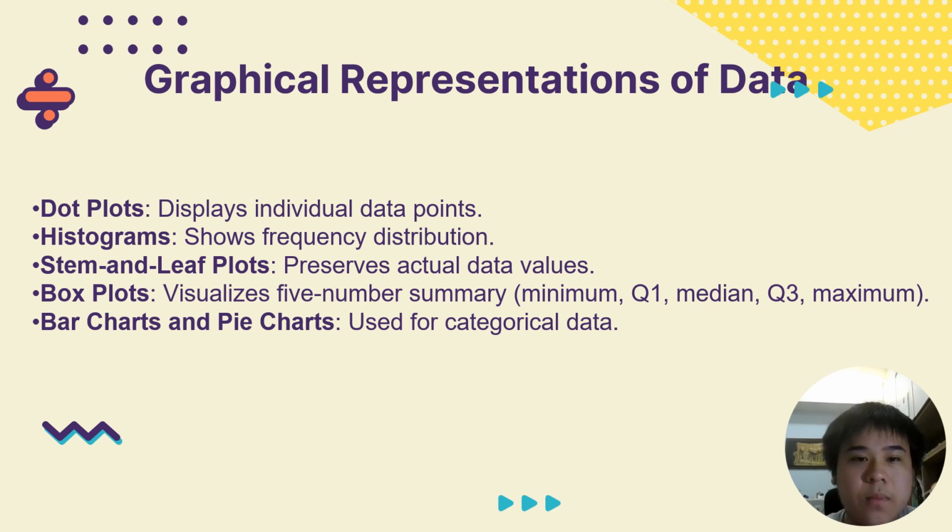Now, graphical representation of data. Unit 1 will be talking about lots of different kinds of graphs. For example, we have dot plots, histograms, stem and leaf plots, box plots, and bar charts and pie charts, which are the simplest ones. A dot plot displays individual data points. A histogram shows a frequency distribution. Stem and leaf plots preserve the actual data values. Box plots visualize the 5 number summary, which is the minimum, maximum, Q1, Q3, and median.